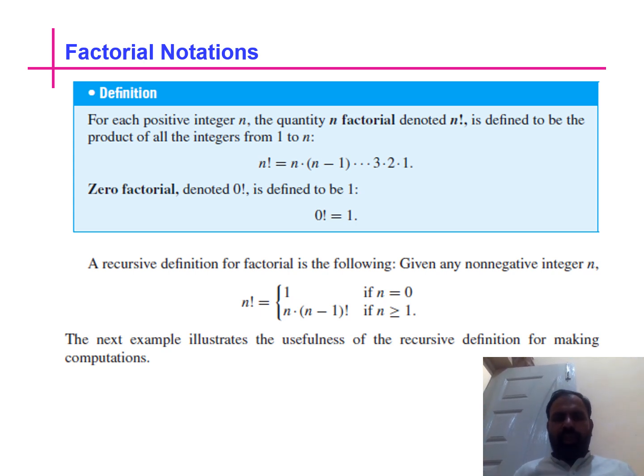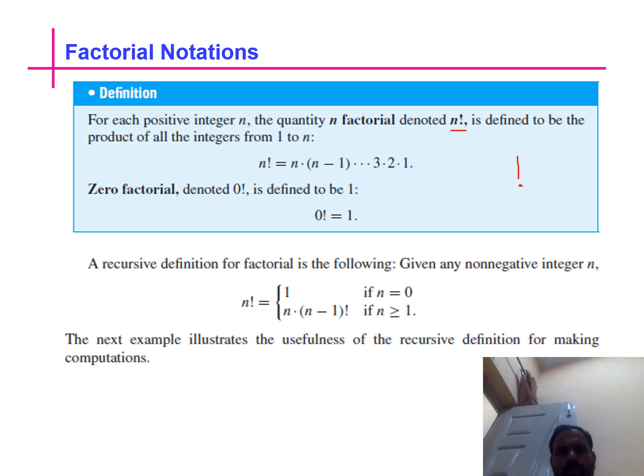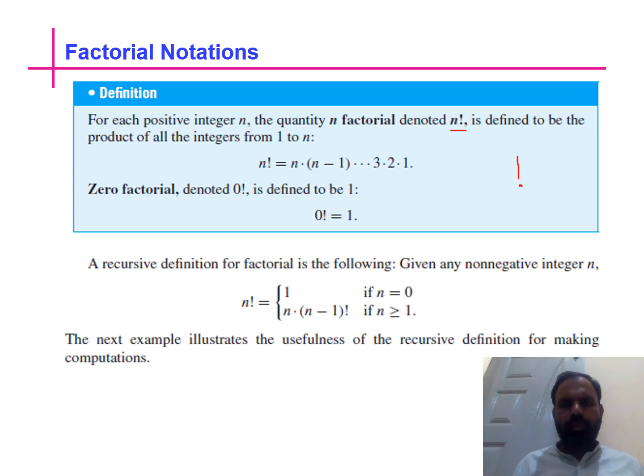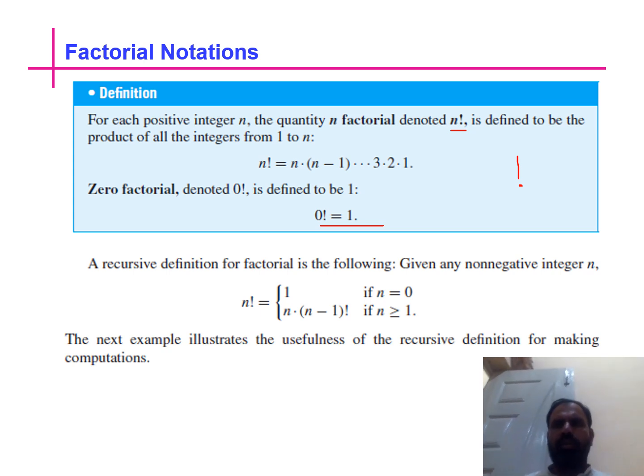Now the new definition, the factorial definition and notation. For each positive integer n, the quantity n factorial, denoted by n with an exclamation mark, is defined to be the product of all the integers from 1 to n. So n factorial is equal to n, n minus 1, n minus 2, n minus 3, and at the end you can see 3, 2 and 1. 0 factorial is defined to be 1. 0 factorial is always equal to 1. You can check it on a calculator.